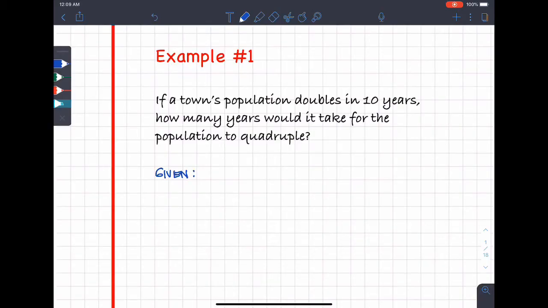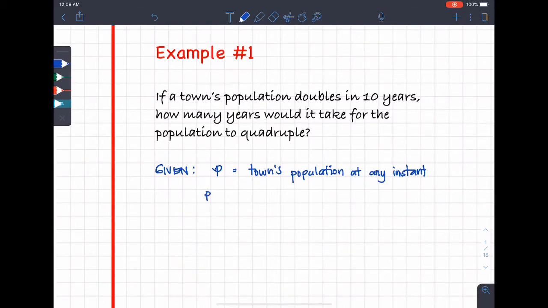Initially, when time is 0, let's say the population, let me write P, to be equal to the town's population at any instant. So let P be the town's population at any instant.